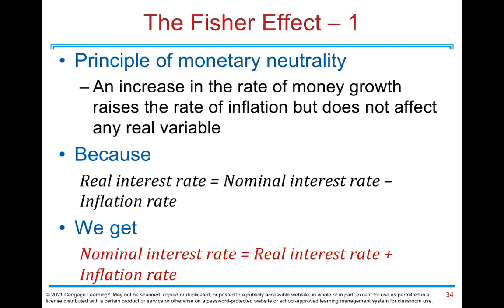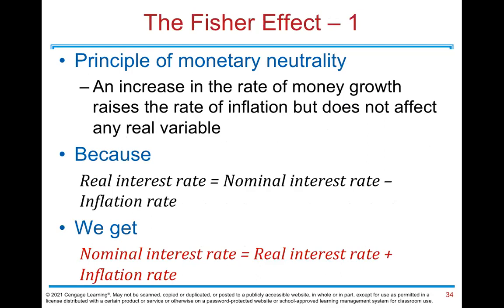So we talk about the Fisher effect, and we talk about monetary neutrality, and let's not forget what that is. Monetary neutrality says that money does not affect real variables, but we saw that money does not affect real variables only in the long run. In the short run, there is going to be some effect from money to the real economy.